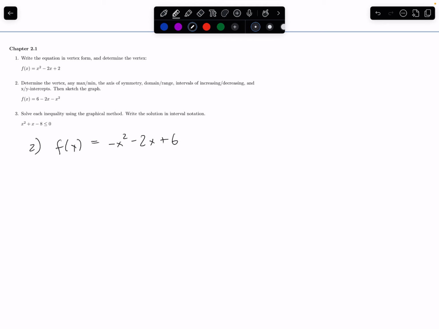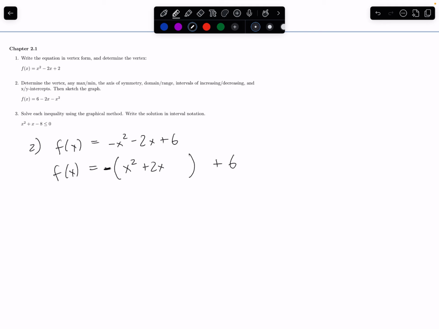Okay, so to do the vertex form this time, I don't like to work with these negatives when I'm changing to vertex form by completing the square. So I do a little trick personally. I just factor out that negative in the front. And then this is going to be x squared plus 2x. And then I give myself some space here. And the constant, I'm going to leave outside over here.